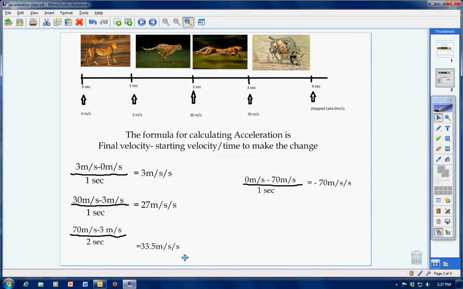We basically have some math problems here. All right, so what happens is if you're going from 0 seconds to 1 second, then the amount of time that's passed is 1 second. So the formula for changing acceleration is final velocity minus starting velocity divided by the time it takes to make the change.